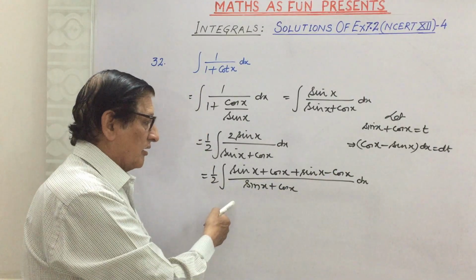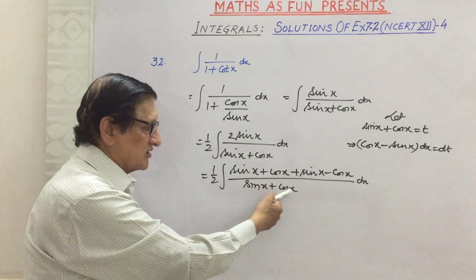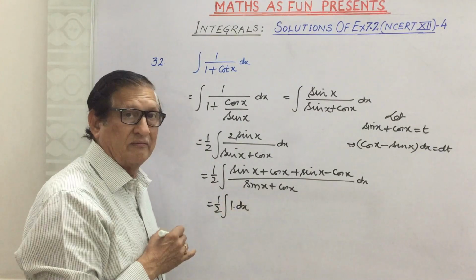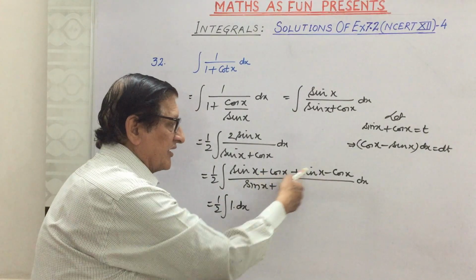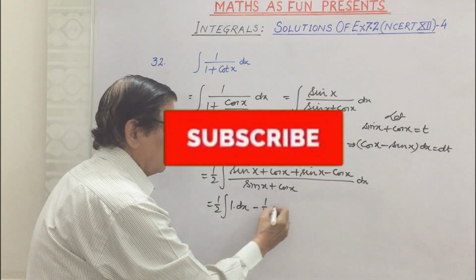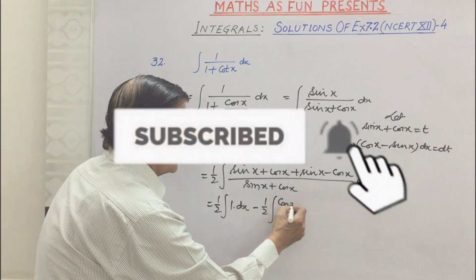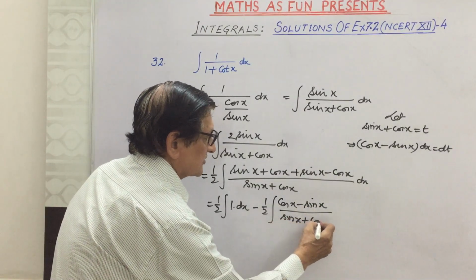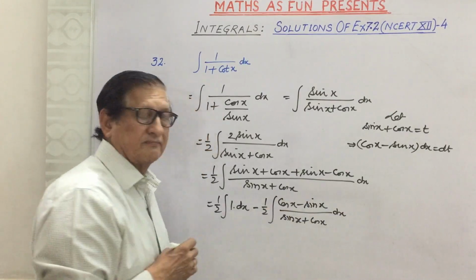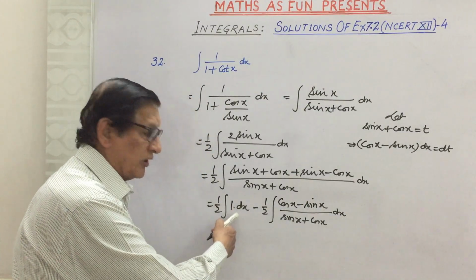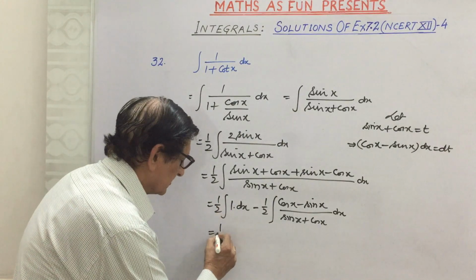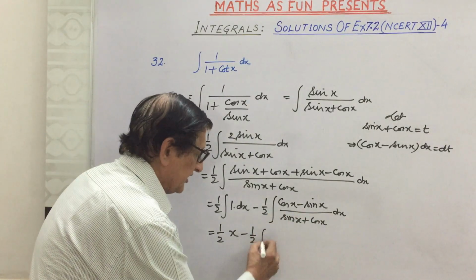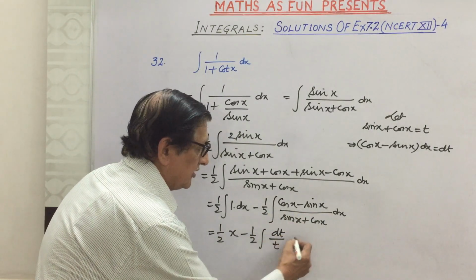Why have we done this? Because if we divide sine x plus cos x by sine x plus cos x, we get 1. And with the other part, if we take minus common, this will become cos x minus sine x upon sine x plus cos x dx. And now what do we get? When we integrate 1, we get x. So this is half x minus half dt upon t plus c.